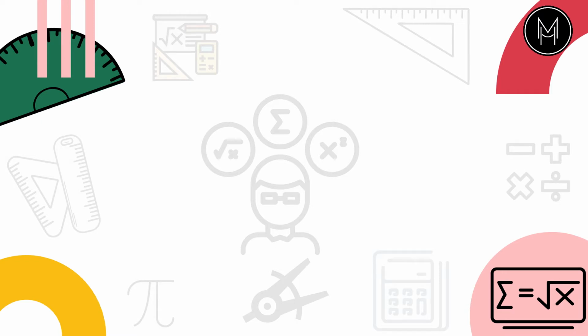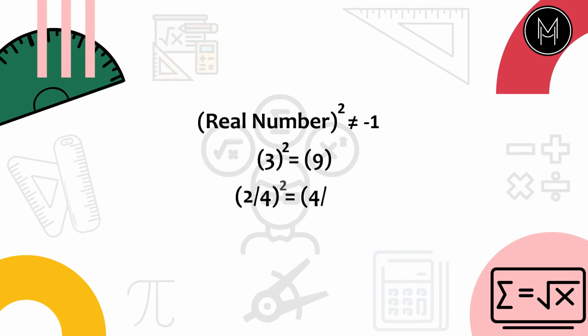As we are familiar, the square of any real number can never be equal to -1. For example, the square of 3 is equal to 9, the square of 2/4 is equal to 4/16, the square of -3 is equal to 9, meaning the square of any real number can never be equal to -1.